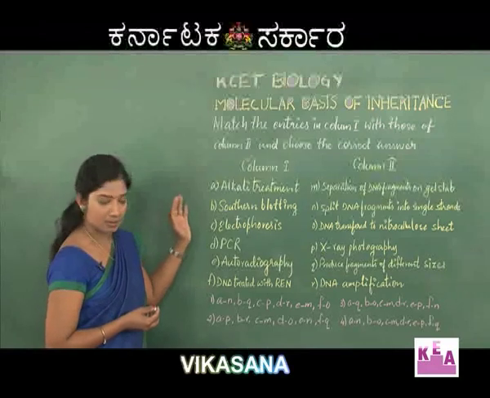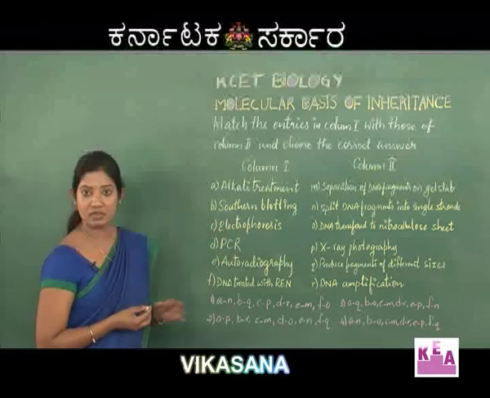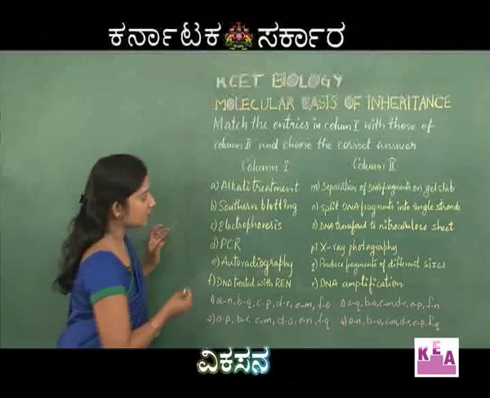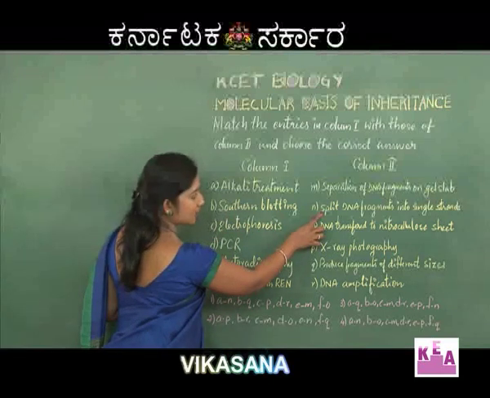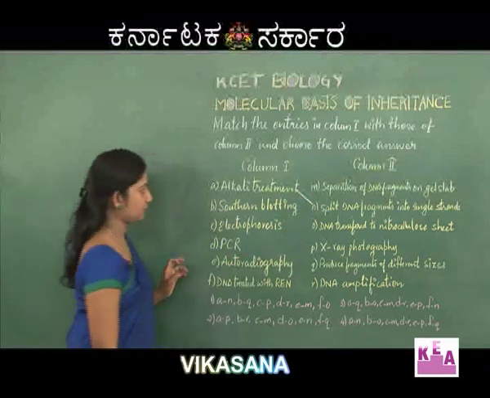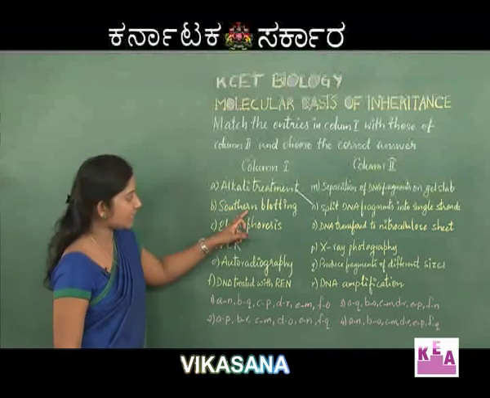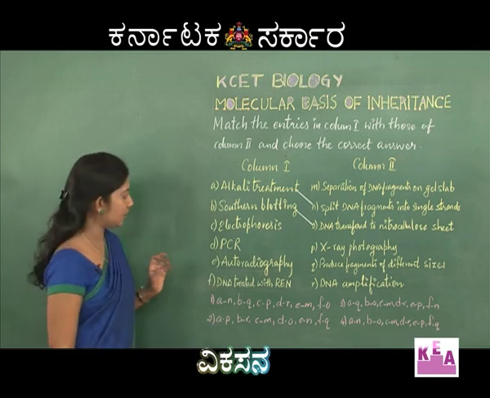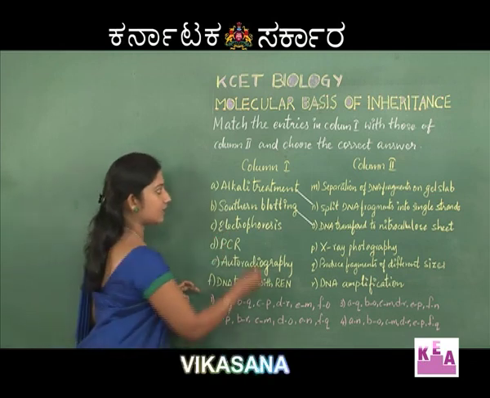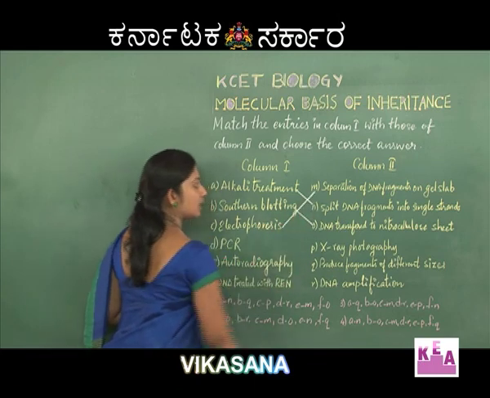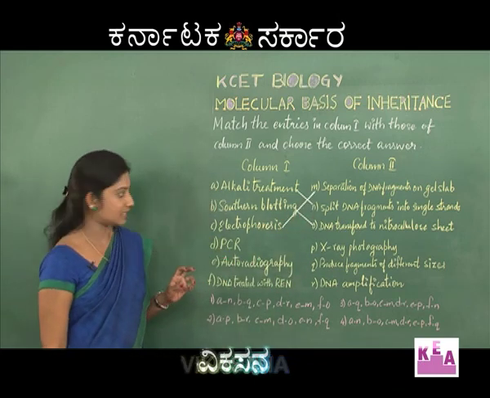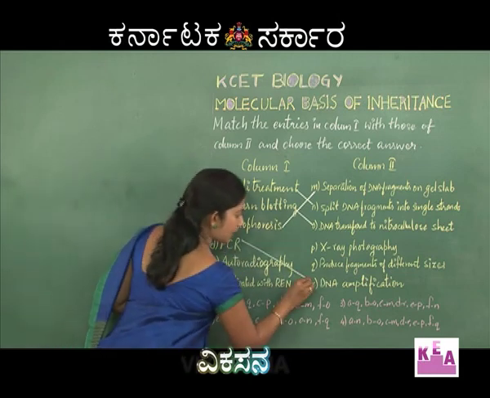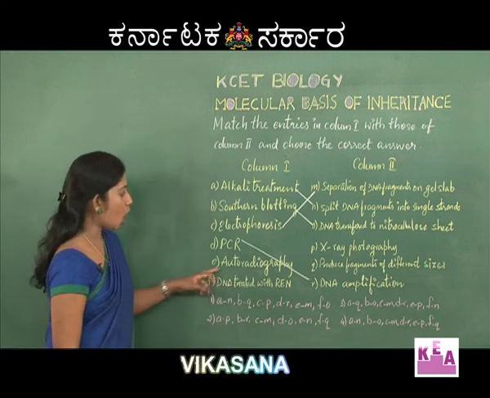Let us match it with the explanation given in column 2. Alkali treatment: this is done to split the DNA fragments into single strands. Southern blotting: a technique where the DNA fragments are transferred to nitrocellulose sheet. Electrophoresis: here DNA fragments are separated on a gel slab based on size. PCR, polymerase chain reaction, is for amplifying DNA.